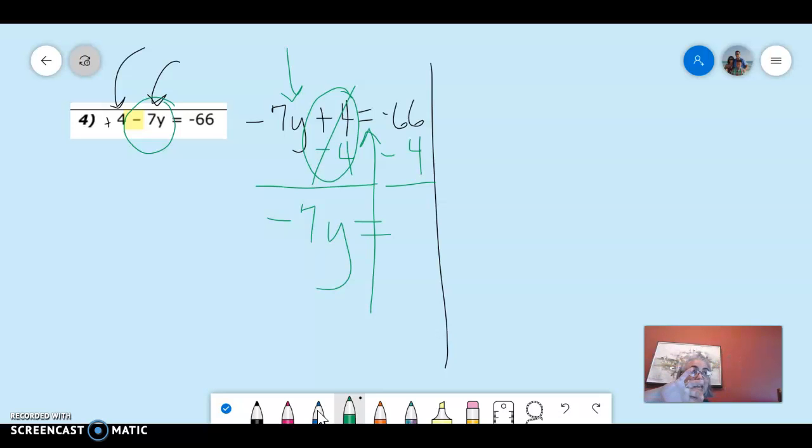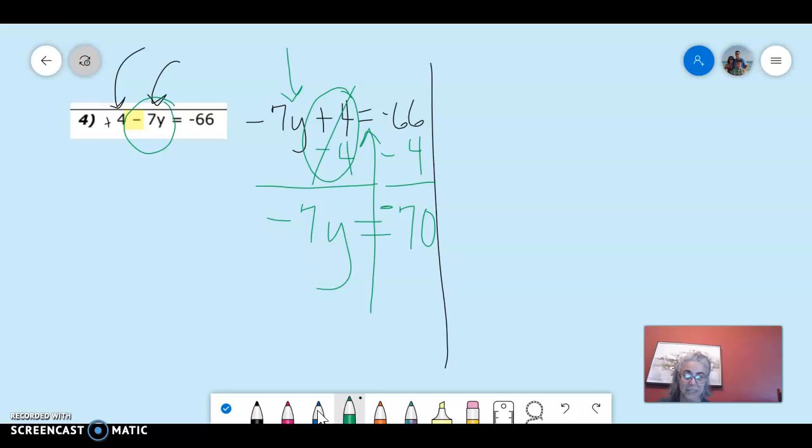What it means is my negative army is just going to get stronger and stronger and stronger, and it's going further down the negative number line. So I'm taking 66 soldiers and giving them 4 more soldiers. That's going to be 70 soldiers, but these are negative soldiers. Now, I've gotten rid of that plus 4 by subtracting 4 on both sides.